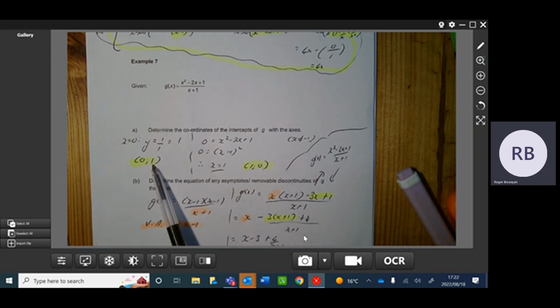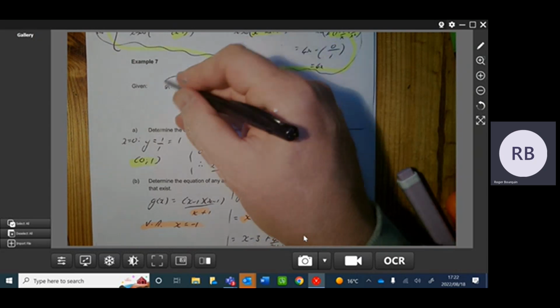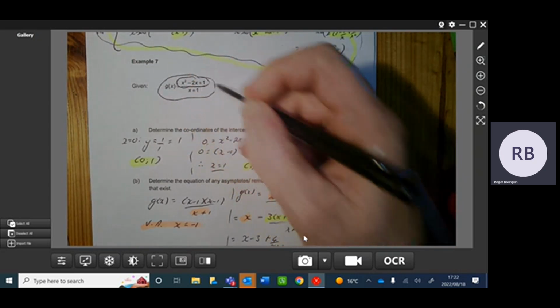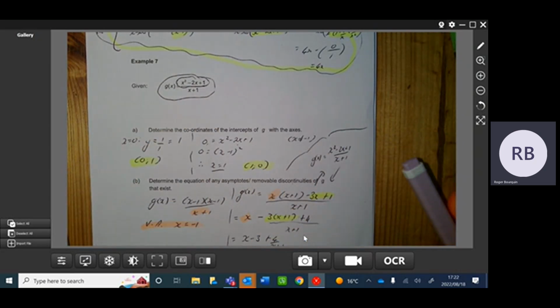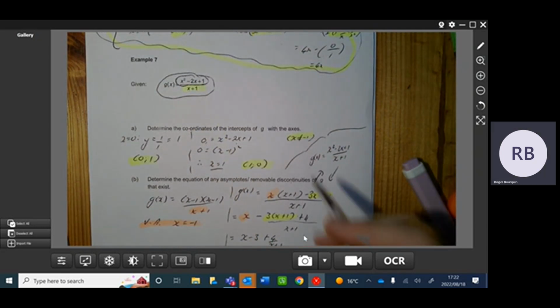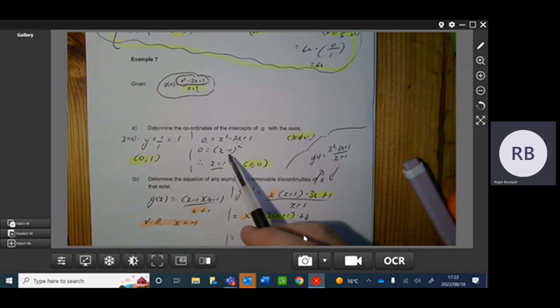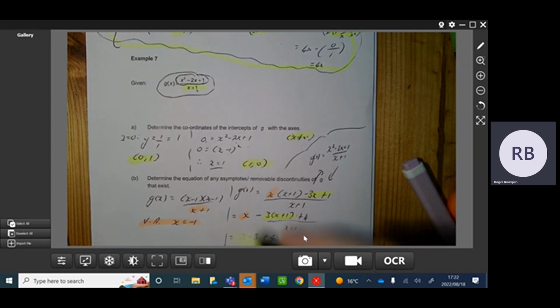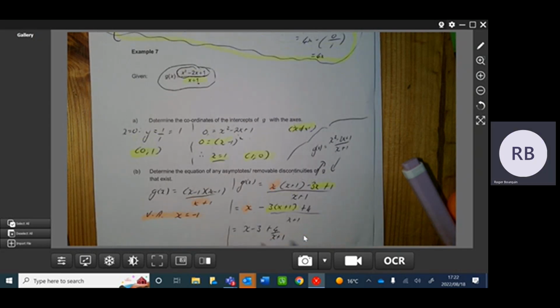Okay, this one over here, example 7, and this is a typical kind of question. Given g of x is equal to x squared minus 2x plus 1 over x plus 1. First of all, if you're going to sketch this graph, you'd have to find the intercepts. So if I put x is equal to 0, y is equal to 1. Likewise, if I put y is equal to 0, the whole thing can only be 0 when the numerator is 0, because if the denominator is 0, it's undefined. That's why it's important to make a note that x cannot be -1. That's your restriction. It's really a good habit to get into writing that down all the time.